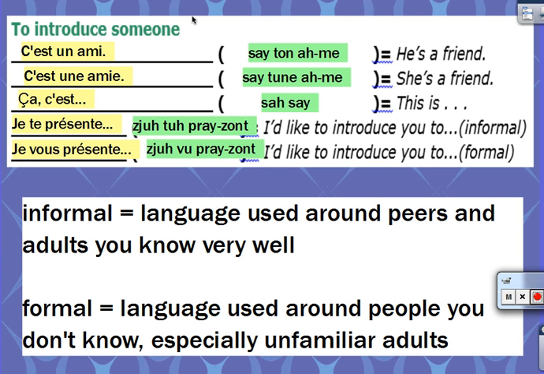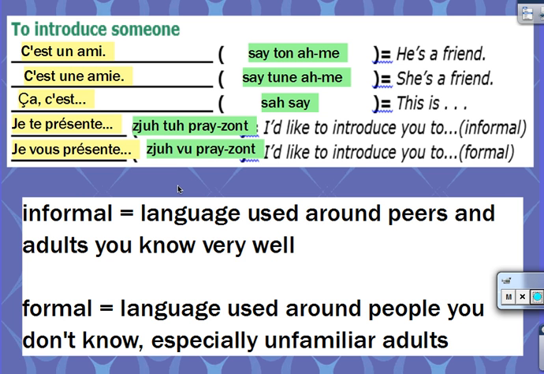So they're giving you the phrases for he's a friend versus she's a friend. You'll notice the only difference between these two phrases is the addition of the letter E to the word a and the word friend. That's a way of making the word a and the word friend feminine. So if you have a friend who is a girl, the word friend looks like this. Whereas if you have a friend who is a boy, you'll be missing the E.